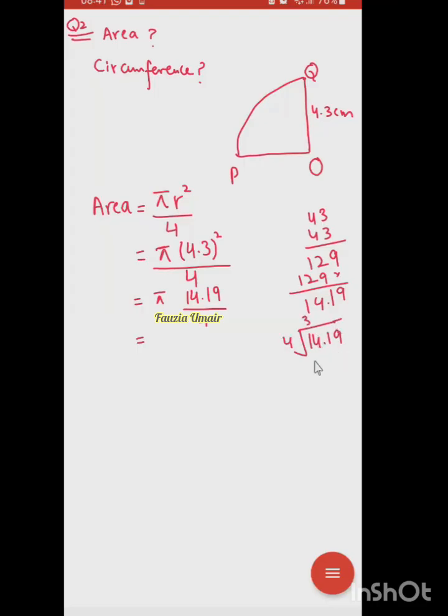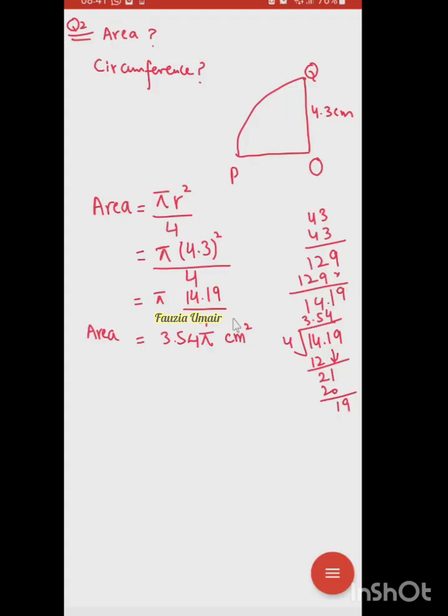So 4 3s are 12. Now this is 2. Now I need to bring this 1 down, but there is a decimal before that, so put the decimal in the answer. So this is 21. 4 5s are 20. And then it is 19. So 4 4s are 16. So it's 3.54 pi. We are not going to do an extra calculation where we multiply 3.54 with 3.14. There is no need for that. So the unit would be centimeters square.